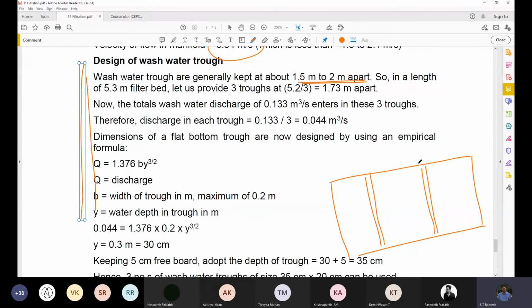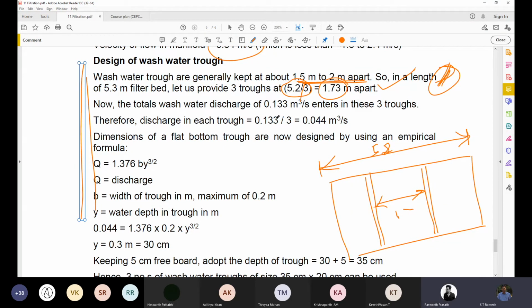Okay, I think if you remember correctly, I have shown one photograph before this thank you slide, on how to operate the filter and how to clean the filter. Okay, so now the wash water troughs are placed along the lengthwise direction. Length is about 5.3 meter, 5.2 meter. We are already familiar. And I'm going to place troughs with the distance in between as 1.2 meter or 2 meter apart. So if I place 3 wash water troughs, total 5.2 is my length divided by 3 number of troughs, equal to 1.73 meter apart. Is it okay?